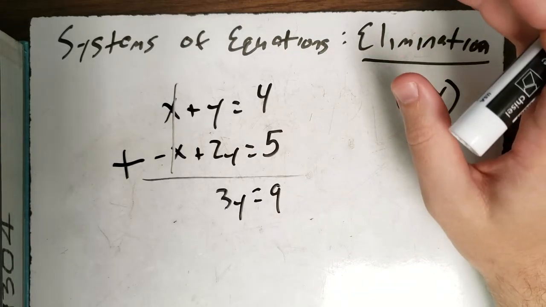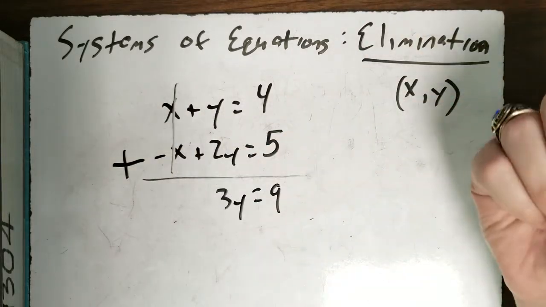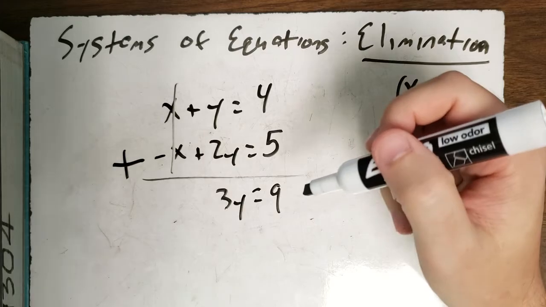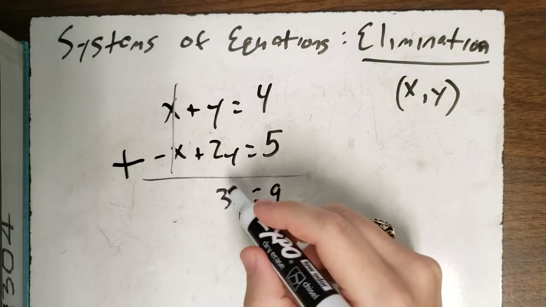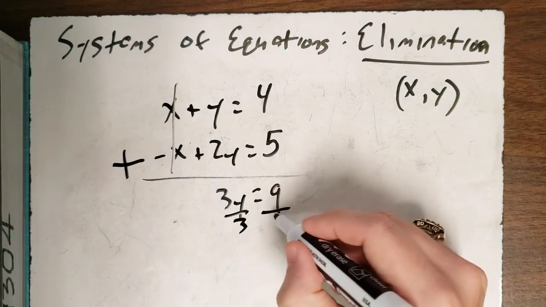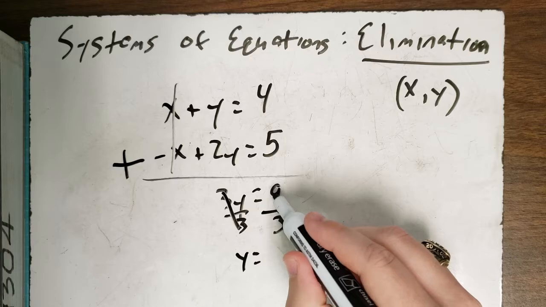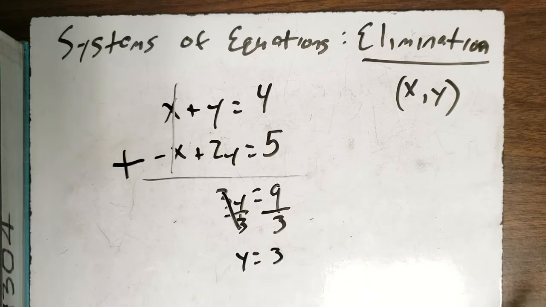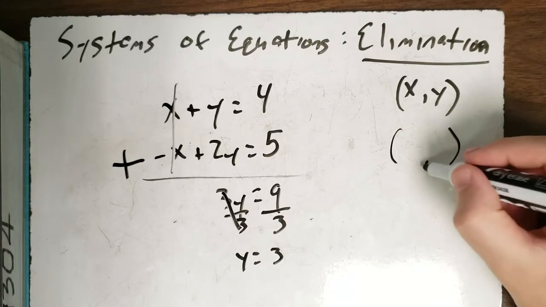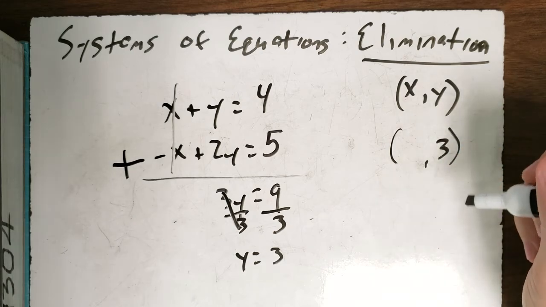Remember, the first point is to cancel out one of our letters. We did that. We canceled out the x's. Now we have 3y equals 9. Now we can just solve for y. To get y by itself, what do we do with the 3? We have to divide. So we divide each side by 3. That cancels, bring down our y, and 9 divided by 3 equals 3. So in our problem here, our y is 3.